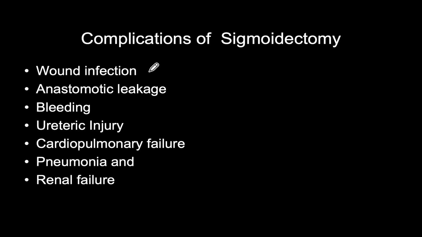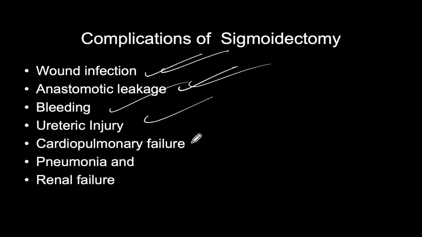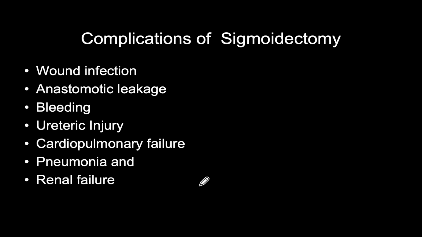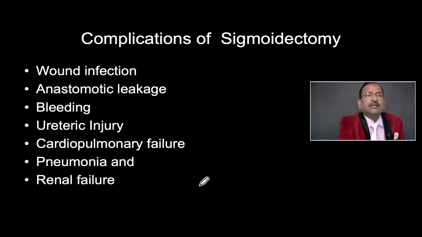So, complications of sigmoidectomy are wound infection, anastomotic leakage, bleeding, ureteric injury, cardiopulmonary failure, pneumonia, and renal failure. That's why it must be done in a multidisciplinary approach, where you have all the departments working together, because most of the patients will be elderly, and those elderly patients need a lot of support.